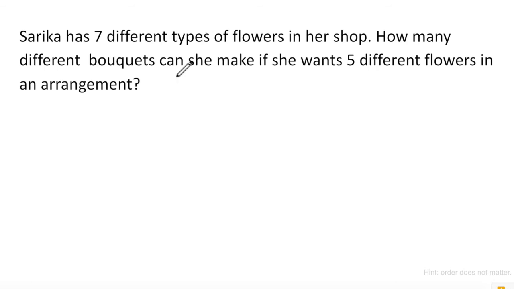Well, okay, let's first figure out what n is. N is the total number of items in the set, and in this case an item is a different species of flower. And she has, it looks like, 7. So n is 7. And then how many is she going to choose for each bouquet? Well, it looks like 5. So the number she chooses is called k, that's our variable, k. K is equal to 5.